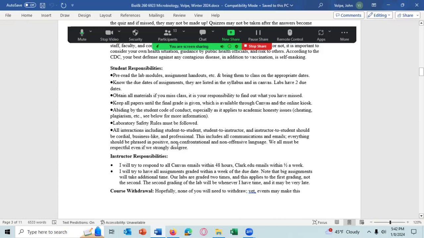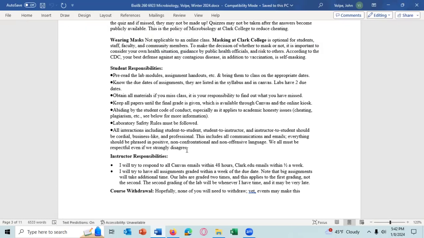All interactions, including student to student, student to instructor, and instructor to student, should be cordial, businesslike, and professional. This includes all communications and emails. Everything should be phrased in positive, non-confrontational, non-offensive language. We all must be respectful of each other, even if we strongly disagree.